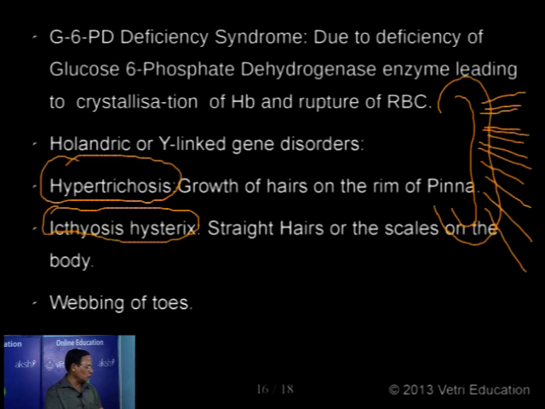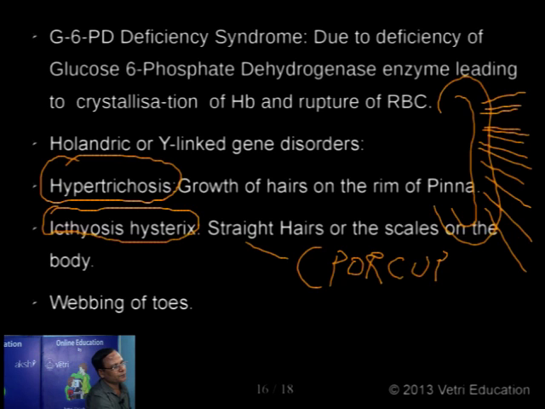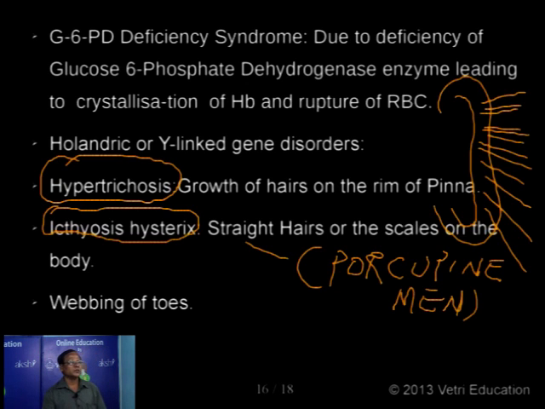These people are called porcupine men. Because these individuals have one long strip of straight, stiff hairs on the surface of the body, and also some small dry scales, as in the case of a porcupine. So they are commonly known as porcupine men, having straight, stiff hairs on the surface of the body, and also some scales.